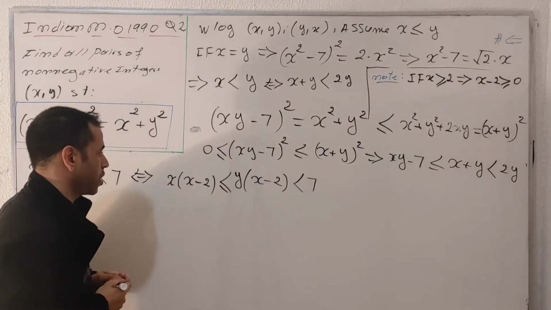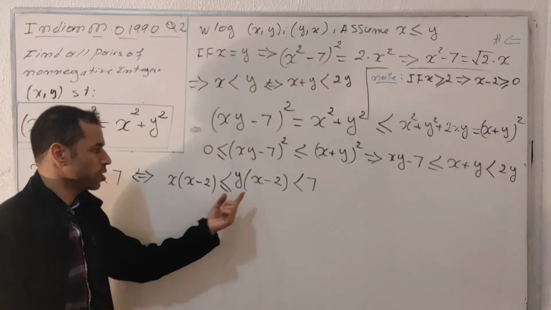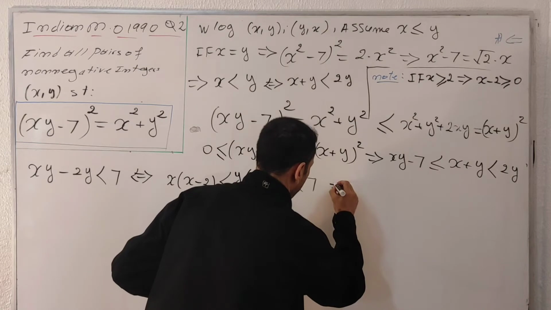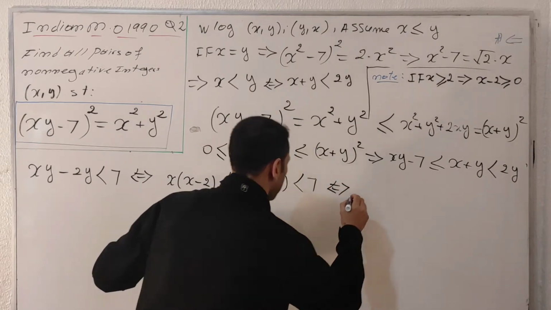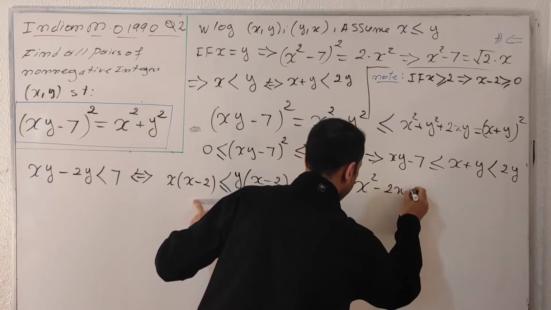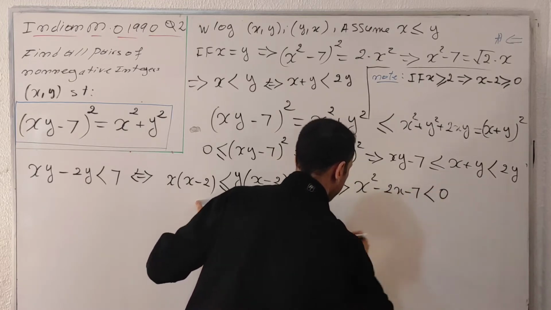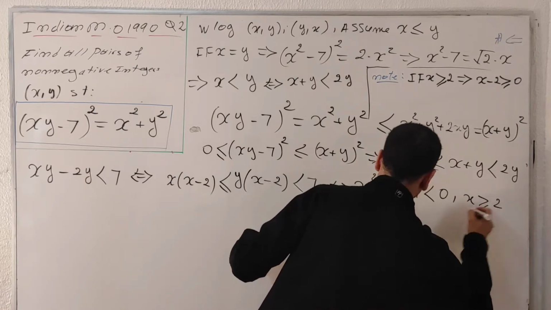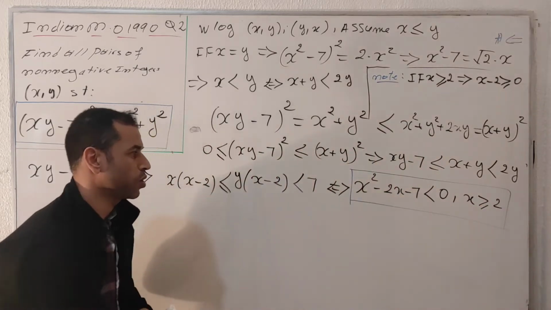Then I'm going to simplify these terms and take this 7 to the left hand side of this inequality. I will get x squared minus 2x minus 7 is strictly inferior than 0, for all x superior or equal to 2. I have ended with this expression.